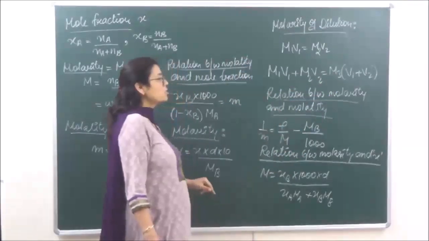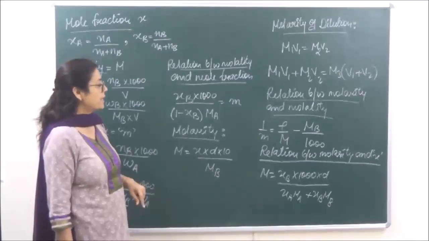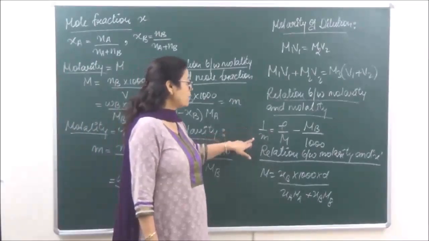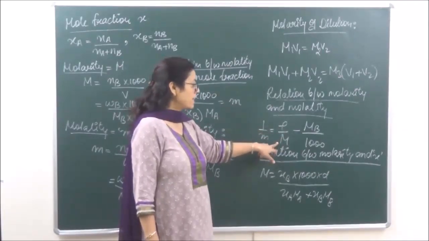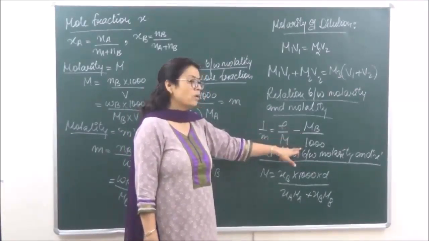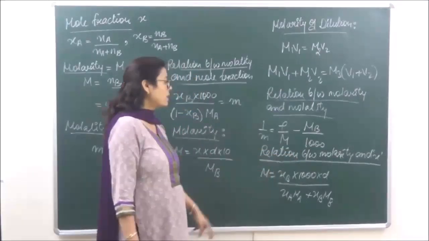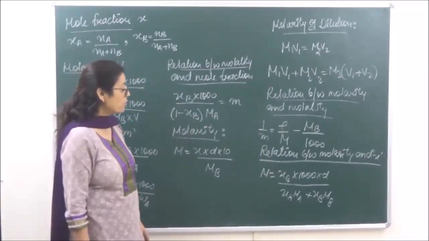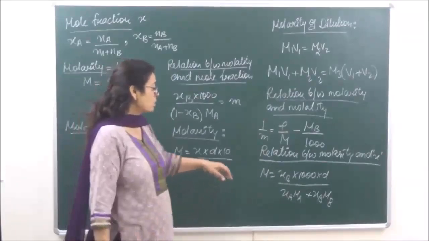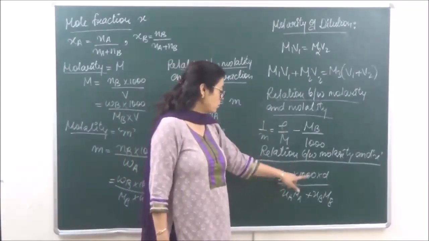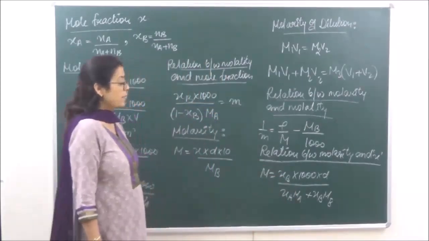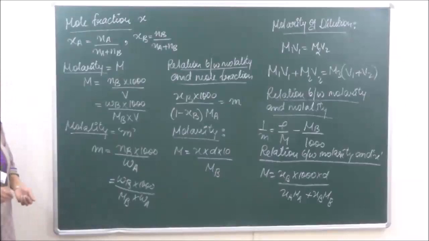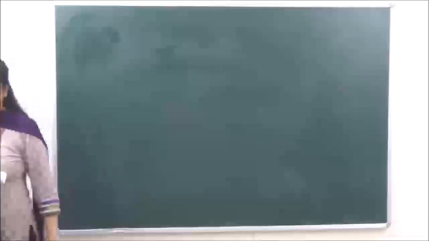Okay? And what is the relationship between molarity and molality? That is given over here, 1 upon molality is equal to rho upon m molarity minus molar mass upon 1000, right? And then the relationship between molarity and mole fraction. Molarity is equal to xb into 1000 into d upon xa ma plus xb mb. So this is what we are going to do in our today's lecture. Alright, let's go to the first question.